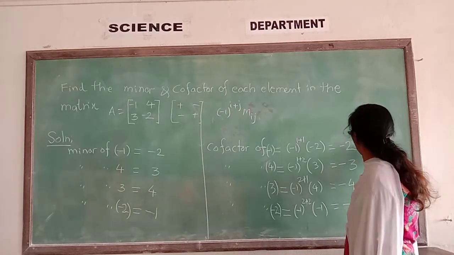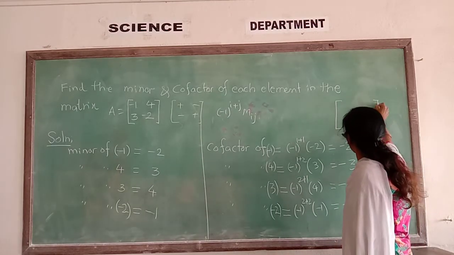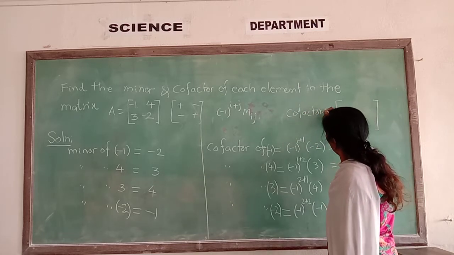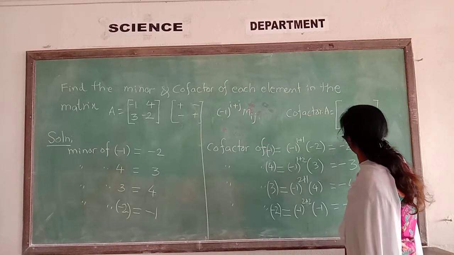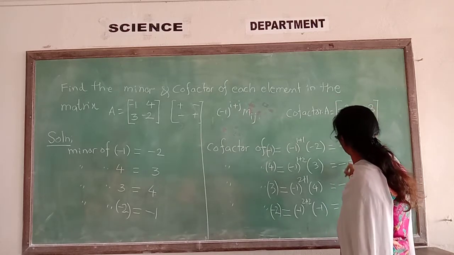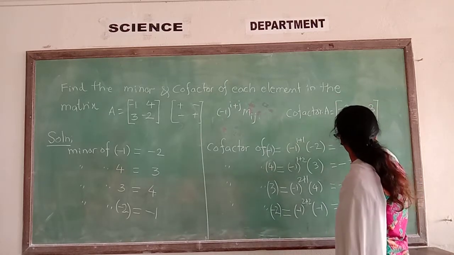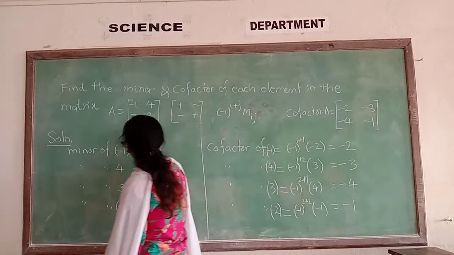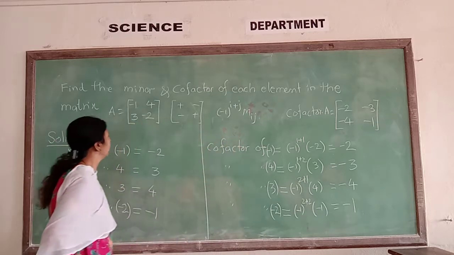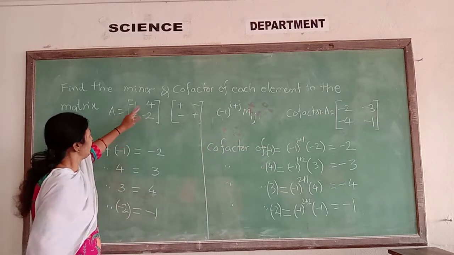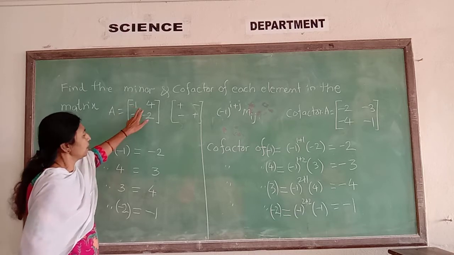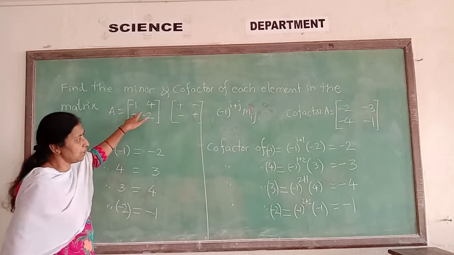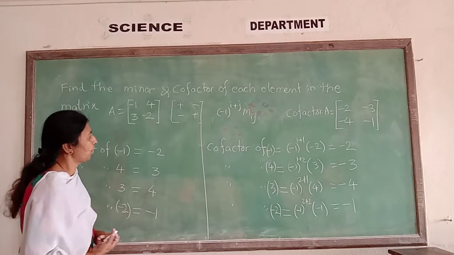So if you prepare the cofactor matrix of this given matrix, the cofactor matrix of A is equal to these elements, which you have to write: minus 2, minus 3 and minus 4, minus 1. This is the cofactor of A. Its cofactor matrix is that. So minus 2, minus 1 will interchange, and not only will the place change, the sign will also change. So this is a cofactor.